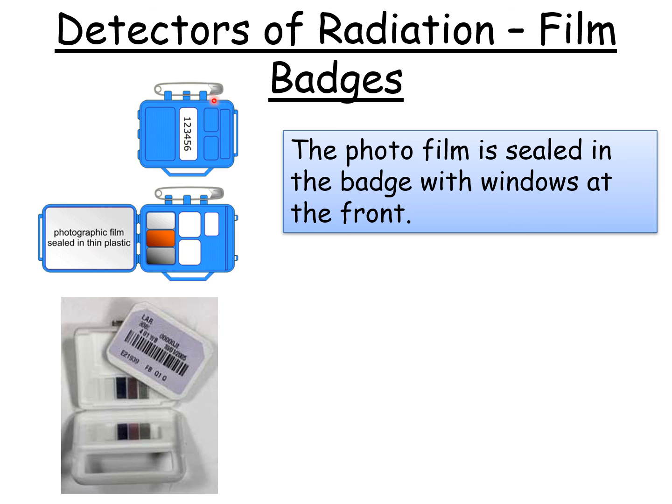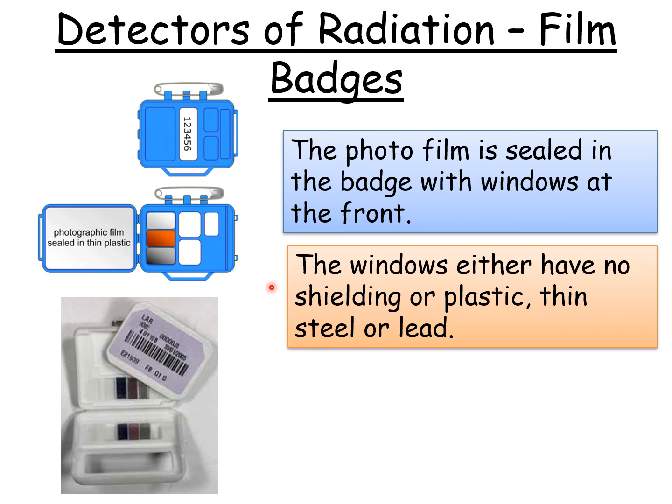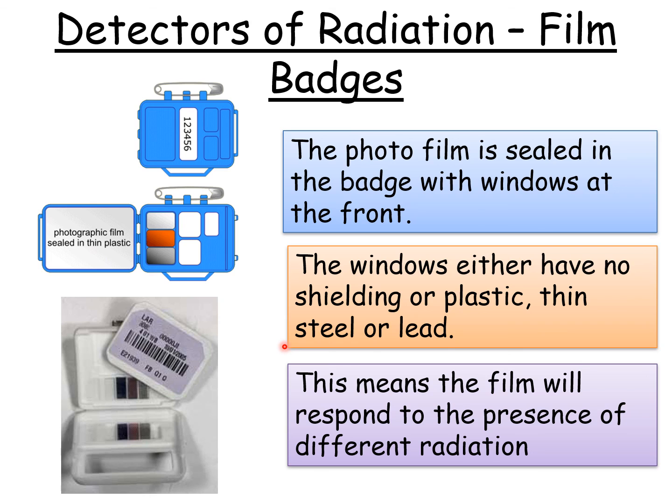Okay, so here's an example of this film badge. You can see there's three windows here, and these windows have different amounts of shielding. That way you can compare the amount of radiation exposed to, and you know if you've been exposed to a lot of radiation or not. The windows either have no shielding or plastic, thin steel or lead, and this means the film will respond to the presence of different radiation.